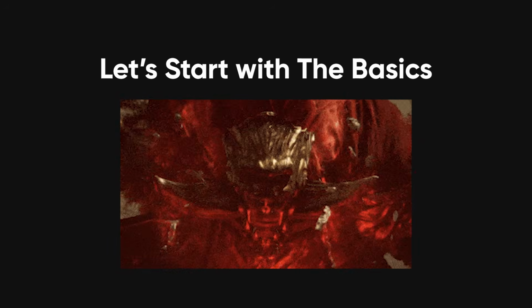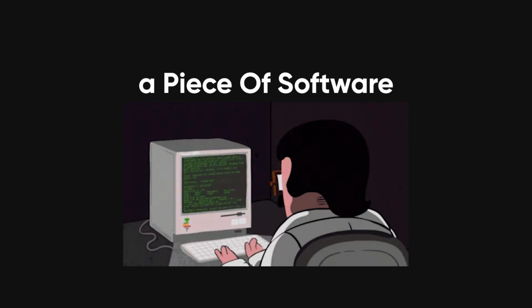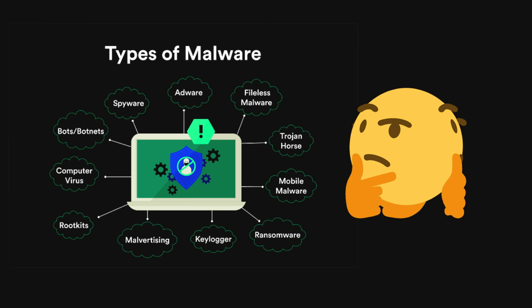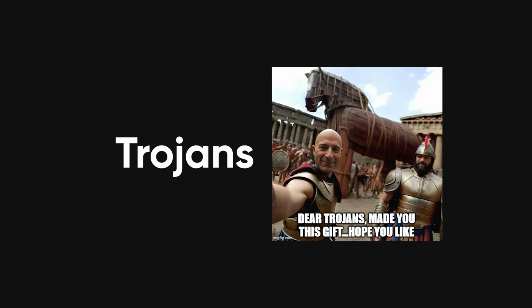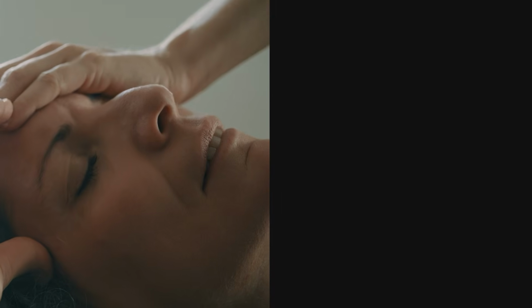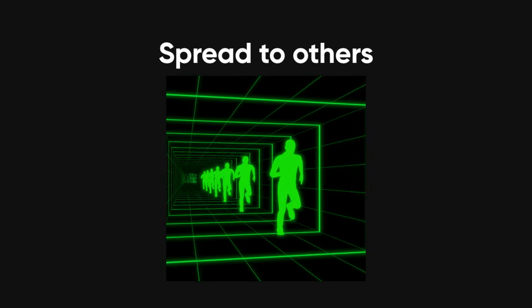Alright, let's kick things off with the basics. What exactly is malware? Simply put, malware is any type of software intentionally designed to cause damage, steal information, or otherwise harm a system. Now, you've probably heard of a few types of malware before, like viruses, trojans, and ransomware. Viruses are like the common cold of the digital world. They attach themselves to a clean file or program and spread to others when the infected file is run. The damage can vary, but it usually involves corrupting or deleting data.